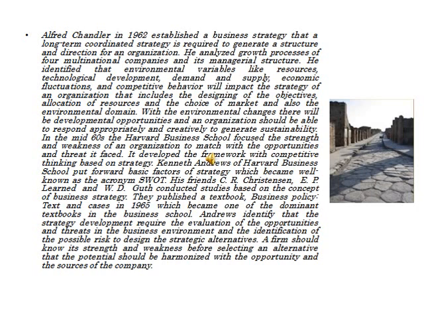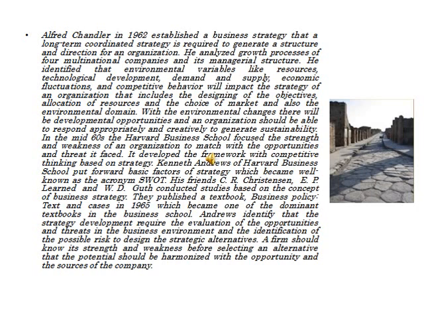strategy of an organization. That includes the designing of the objectives, allocation of resources and the choice of market, and also the environmental domain. With the environmental changes there will be developmental opportunities, and an organization should be able to respond appropriately and creatively to generate sustainability.